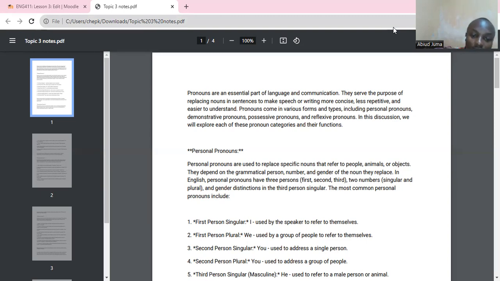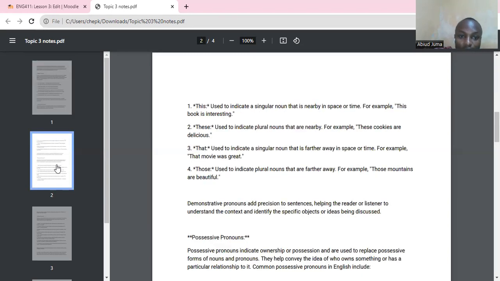The third person singular, masculine, he can be used. That's just an example. You can have he, she, whatever. He is used to refer to a male person. She is used to refer to a female person.